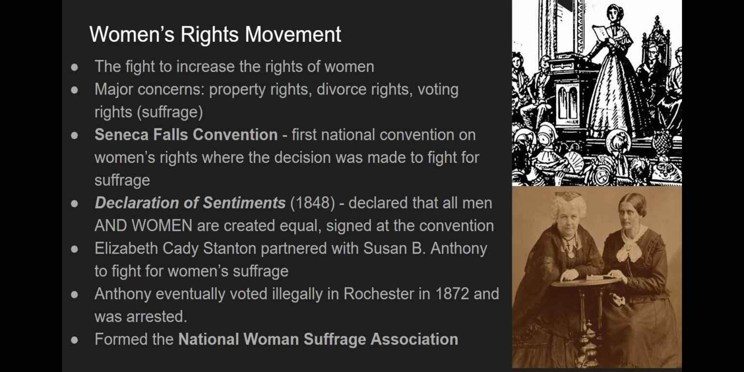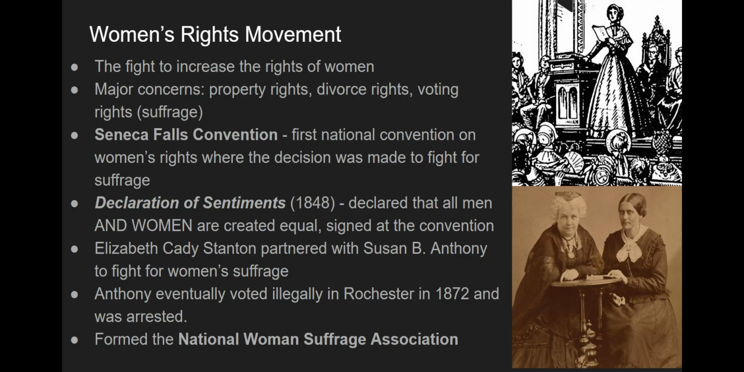Elizabeth Cady Stanton later met Susan B. Anthony, and they famously partnered together. Cady Stanton had a large family she was taking care of, but she would do a lot of the writing while Susan B. Anthony would do a lot of the speaking, going out on tour.